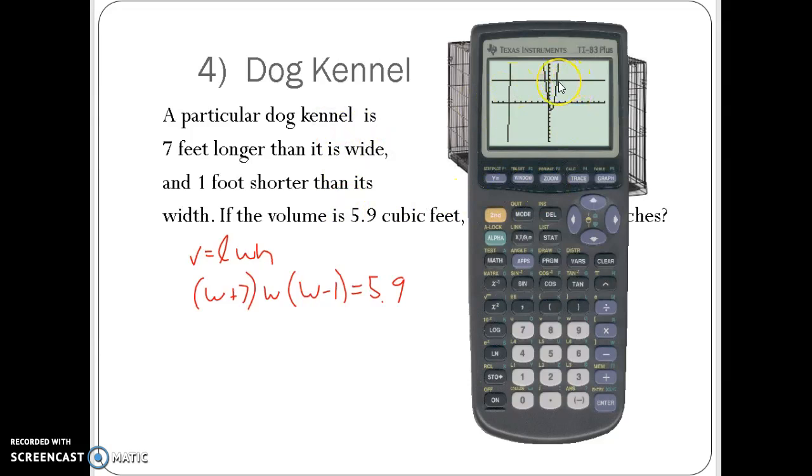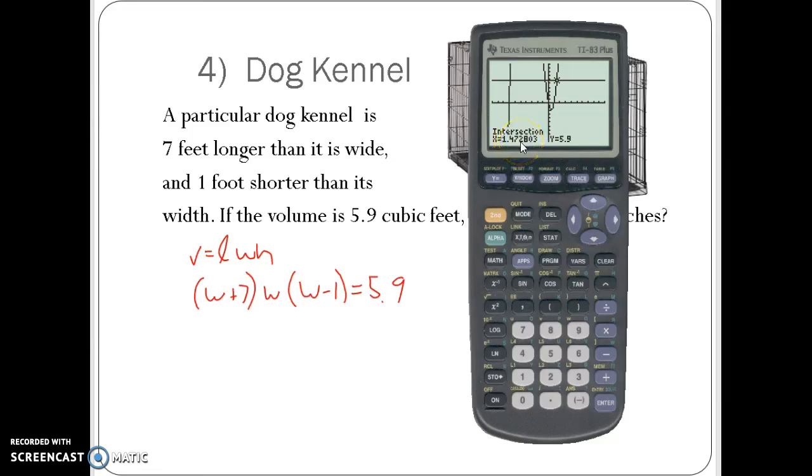So I want to find this intersection point right here, and to find that intersection point, I'm going to go second, calculate. I'm going to go down to intersect, which is number 5 for me. Press enter. I want to move my cursor close to that intersection point that I want. Otherwise I could find a different intersection point. And is that my first curve? Yes. Second curve? Yes. I could guess, or I could just let it tell me what it is. And it looks like it's 1.47.